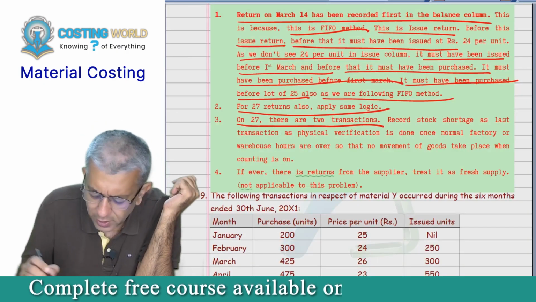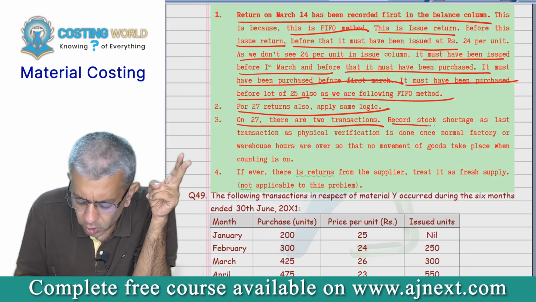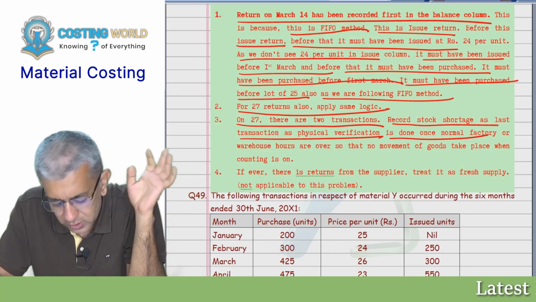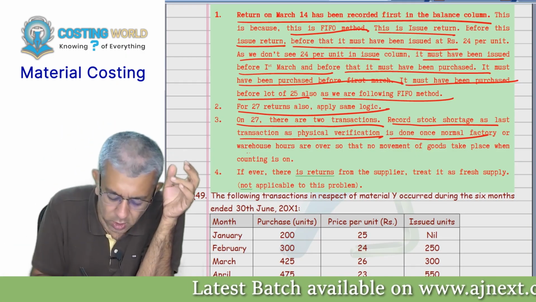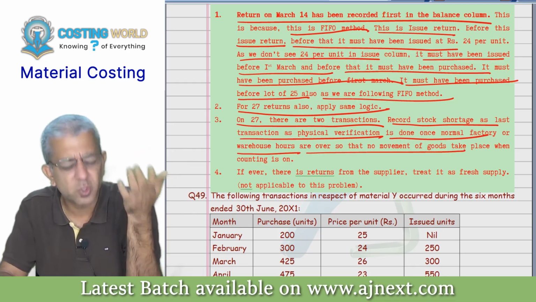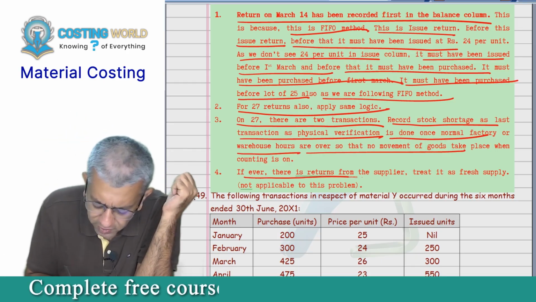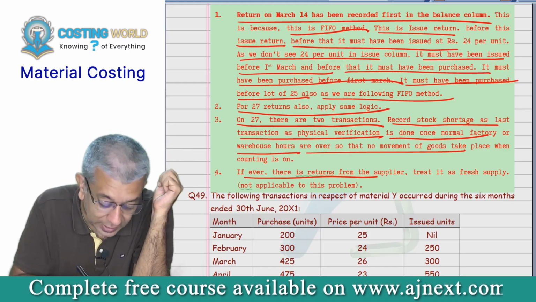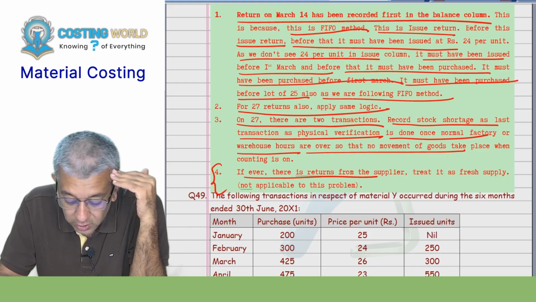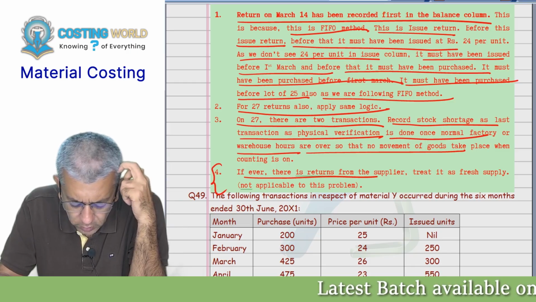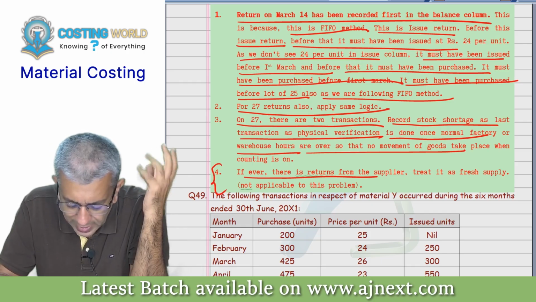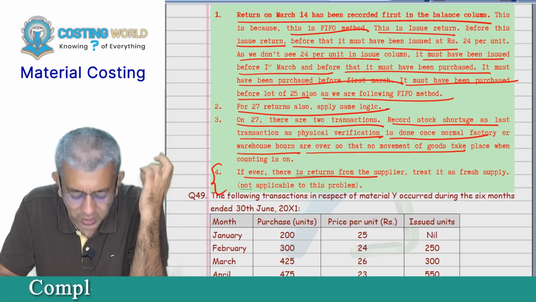On 27, there are two transactions. Record stock shortage as a last transaction as physical verification is done once the normal factory hours or the warehouse hours are over, so that no movement of goods takes place when the counting is on. That's common sense here. If ever there is, now this thing didn't come in this question, it will be coming in the next question. If ever there is returns from the supplier, treat it as a fresh supply, not applicable to this problem.